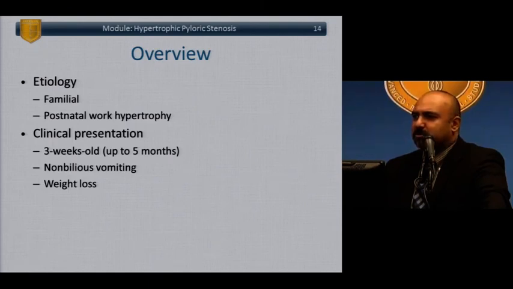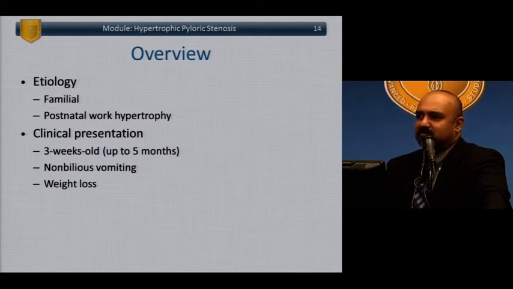No one really knows the true etiology of this. Some people think it's familial, and there is some genetic component. Some people also think it's postnatal hypertrophy. They've seen this occur in patients on erythromycin, where there's increased gastric motility, and that causes gastric muscle hypertrophy.